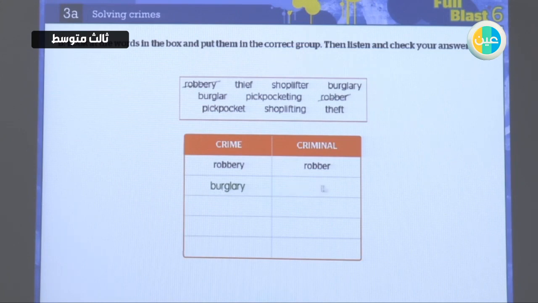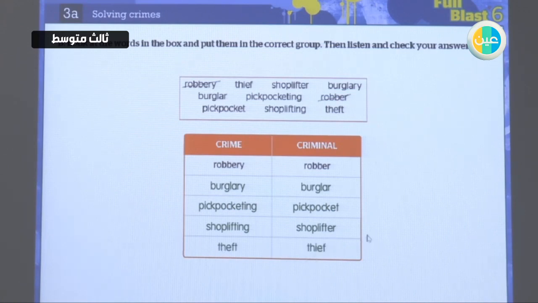Burglary. So what do you think the person who did that crime will be? Okay, he will be a burglar. What about pickpocketing? The person who did it will be a pickpocket. Shoplifting will be shoplifter. Theft will be thief. So all of those words are related to crime. What are the differences between them?